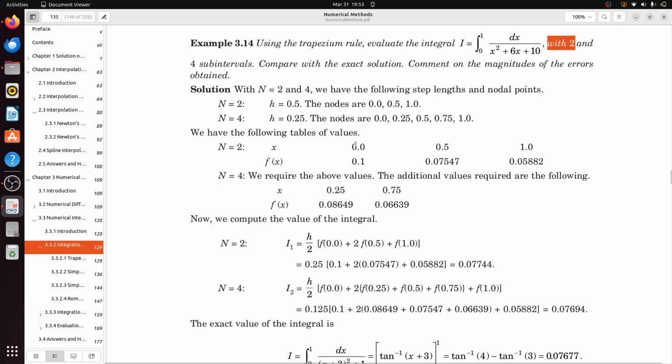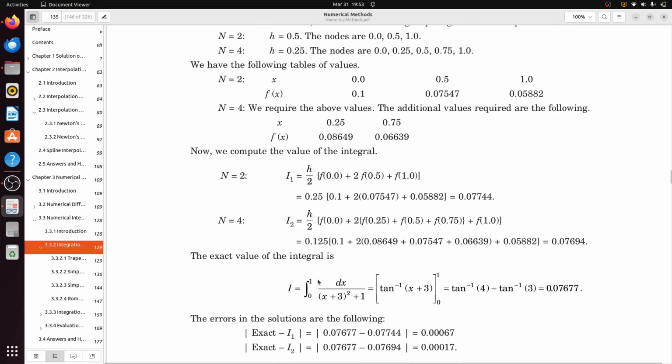Okay, so x is 0.0, 0.5, 1.0, and the values are 0.07547, 0.05882. So these are the values. So for n equal to 2, that will be h by 2. Your h is 0.5 by 2, so 0.25. So this is 0.1 plus 2 into this value plus this, so that will be 0.07744.